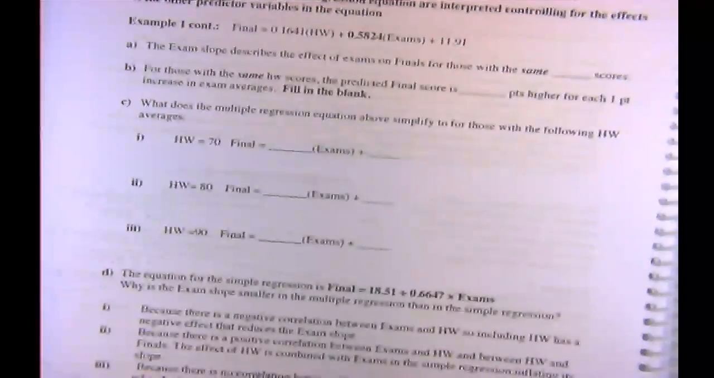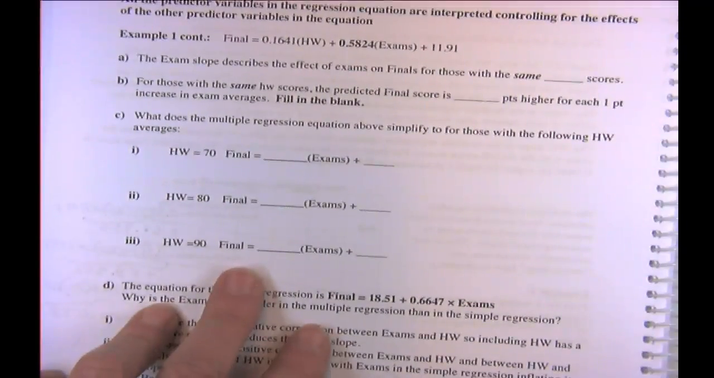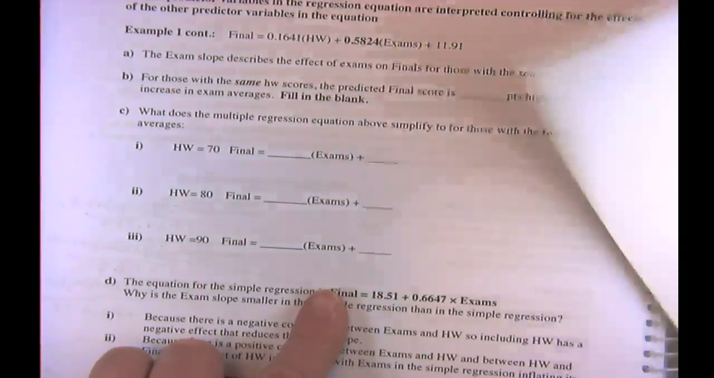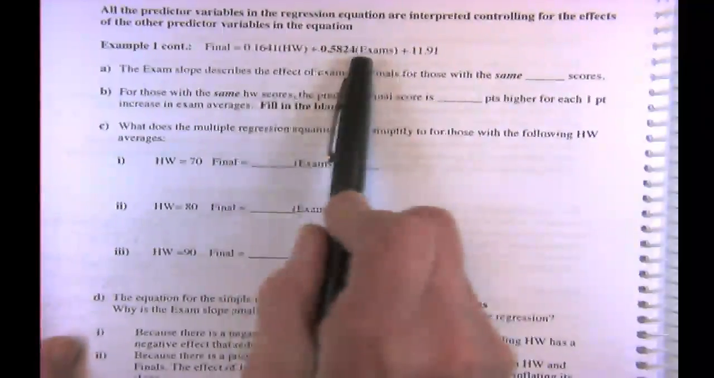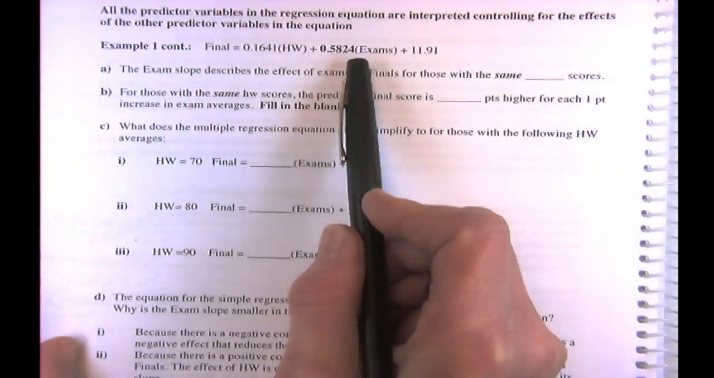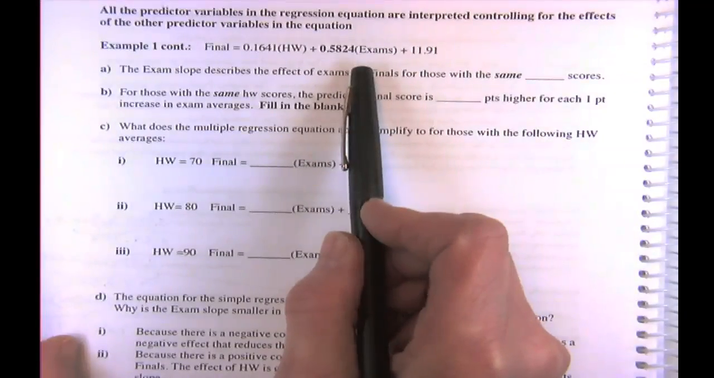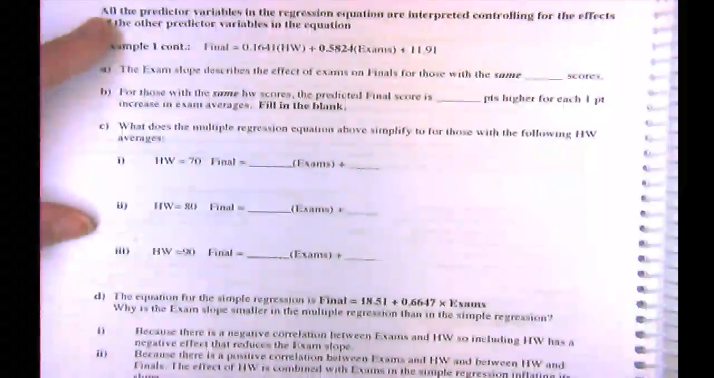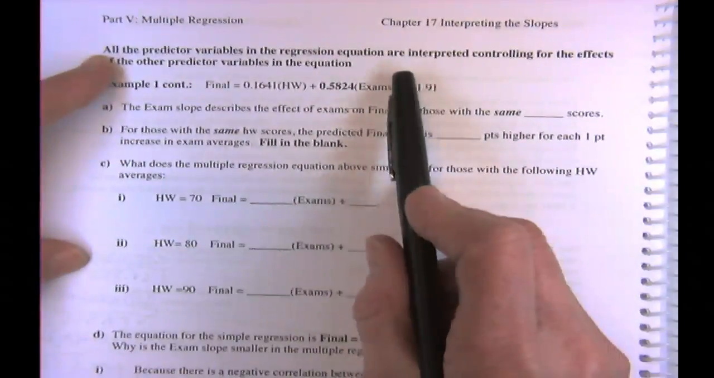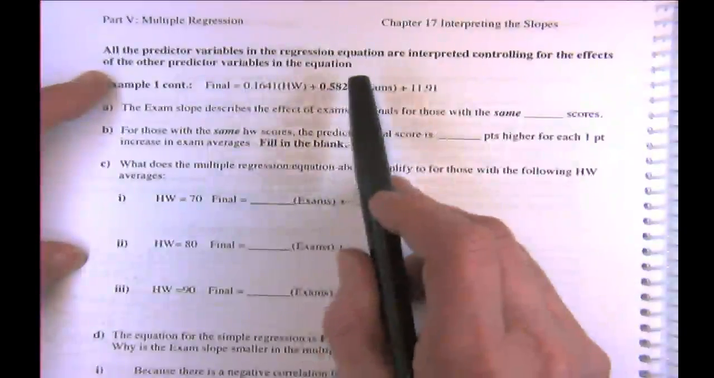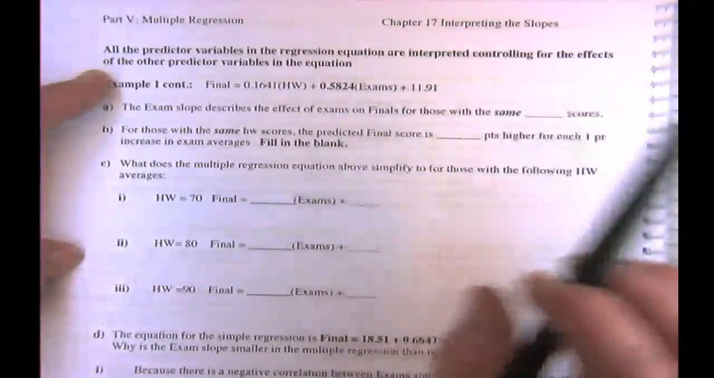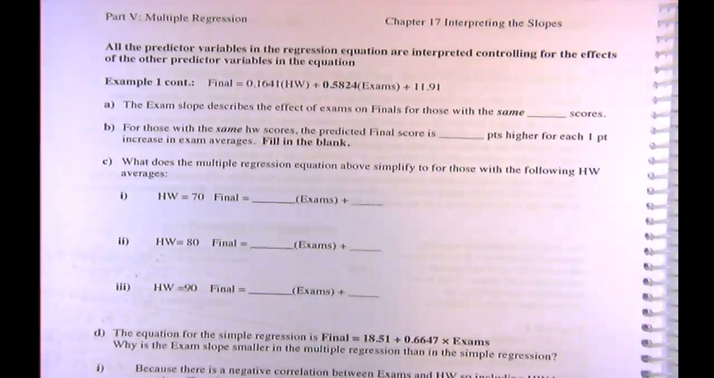So we can do the same thing by predicting the effect of exams. Splitting up, looking at this for different levels of the homework, looking at the slope for exams. So basically, all the predictor variables in the regression equation are interpreted controlling for the effects of the other predictor variables, keeping them constant.